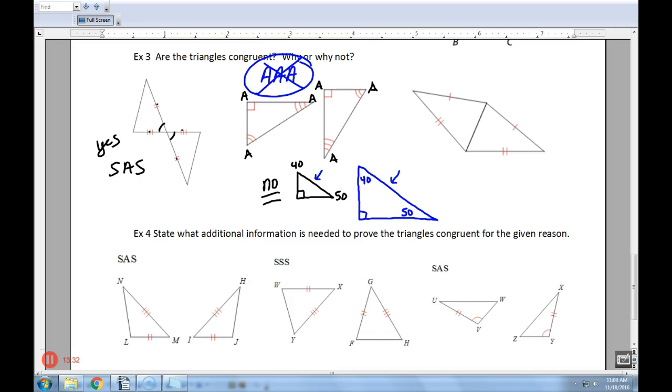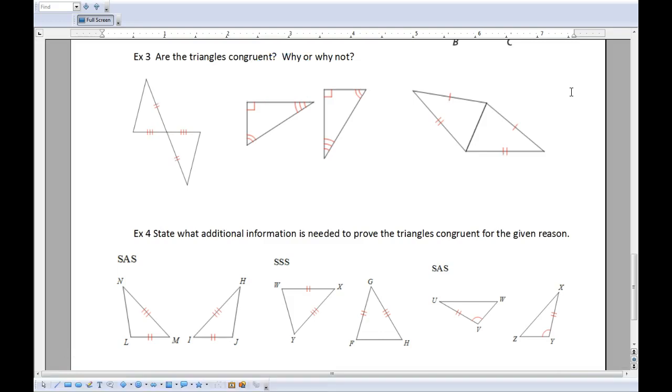So over here on this last one, I believe this one is yes. I have two sides and then they share a side. So I have this little reflexive property going on here in the center. So this is yes, side, side, side.